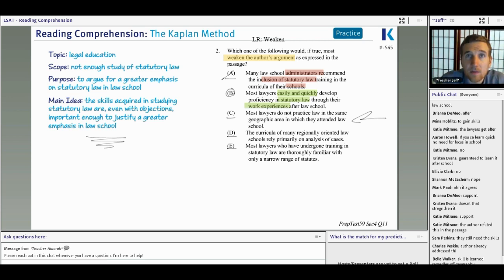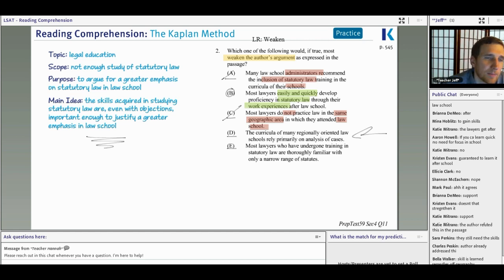In other words, yes, C does seem to be bringing up a negative, right? Because it tells us that lawyers are not practicing in the same geographic area as law school, right? And as we know, if they were getting training in statutory law in law schools, the statutes would vary region by region. But remember, the author addressed this whole concept and said the skills do transfer. So C wouldn't weaken the argument because the author has already refuted this concept in the last paragraph. Again, tricky answer choice. One that you do need to remember what happened in the passage for, or even potentially go back and reread that last paragraph, as I said you might need to do.